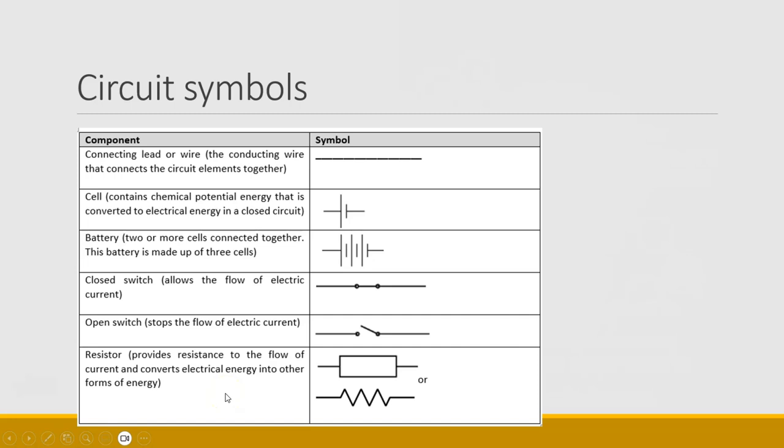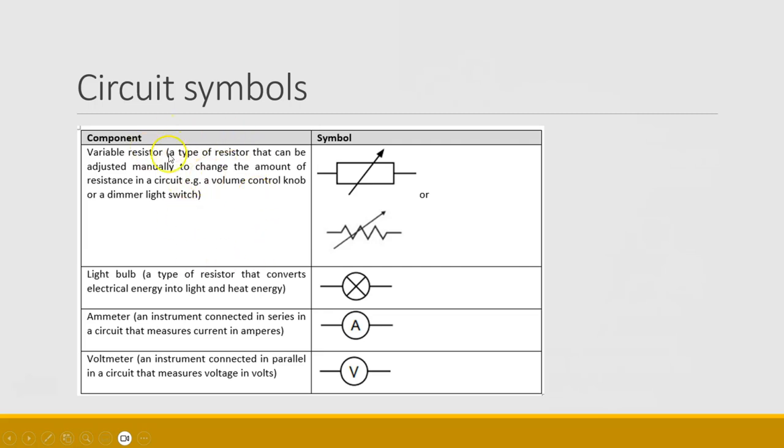A circuit in and of itself without a resistor is completely useless, because it is useless to have electrons moving around and around in circles through a conducting wire. The whole idea of electricity is to move it through a resistor and to force that electrical energy to be converted into other forms of energy that are useful.